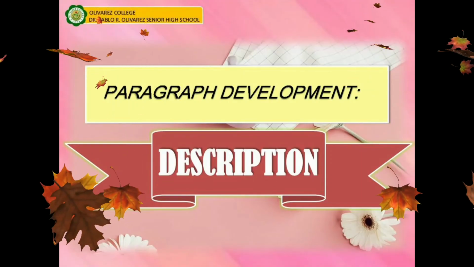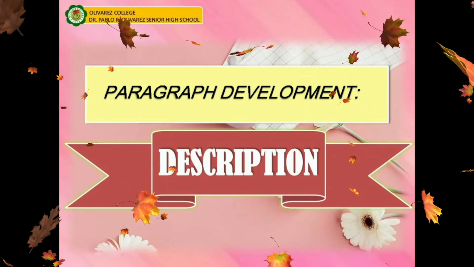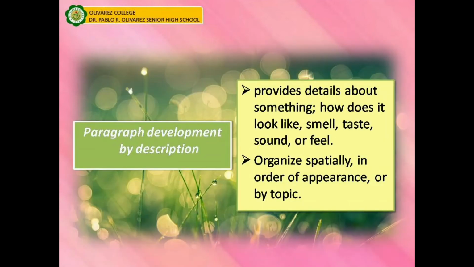Let us now proceed with the next topic, paragraph development by description. Think about this. Have you ever been outside and felt poetic? Or maybe you wanted to write how you feel or how you perceive the view outside? When someone asks you to tell them how you feel or what your senses perceive, you need to choose words that describe it, right? Paragraph development by description provides details about something through the use of vivid descriptions.